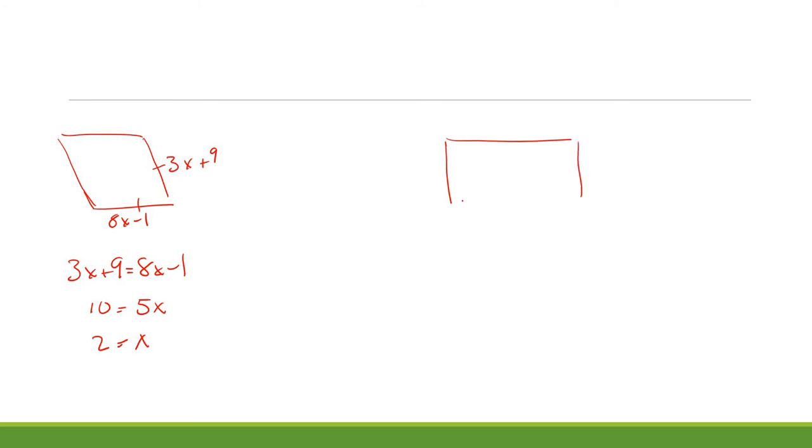If I give you this picture, and I say that this segment is 3x minus 5, and this segment is x plus 1, and I say what value of x would make this a rectangle? Again, in order for this to be a rectangle, the diagonals have to be equal. So 2x equals 6, x equals 3. So again, pretty cut and dry.